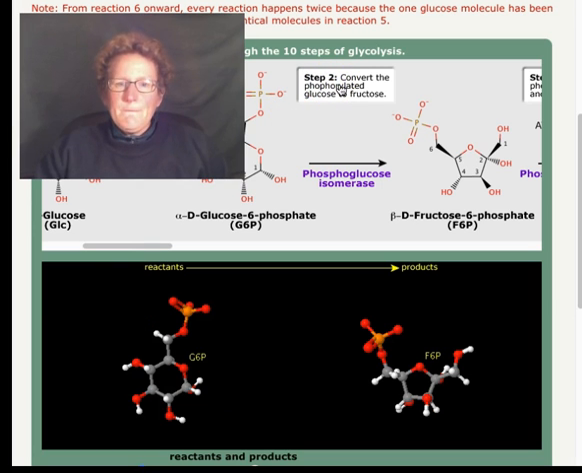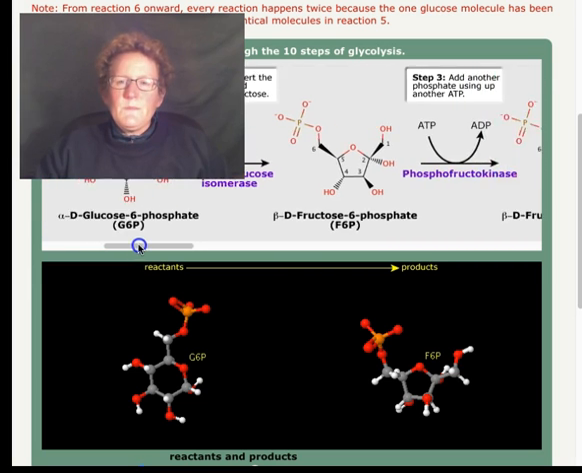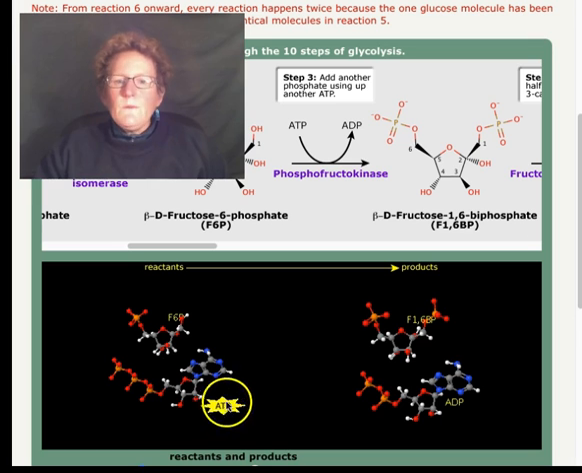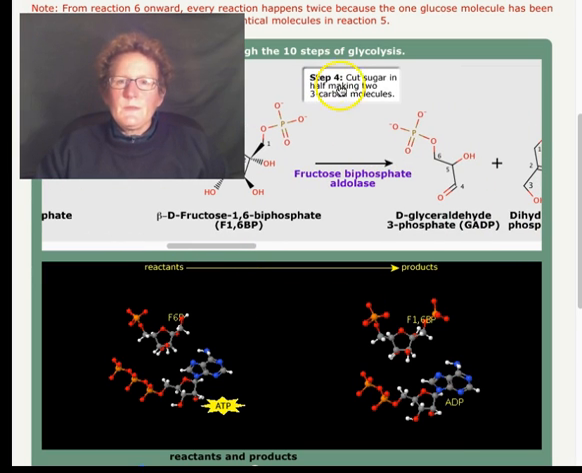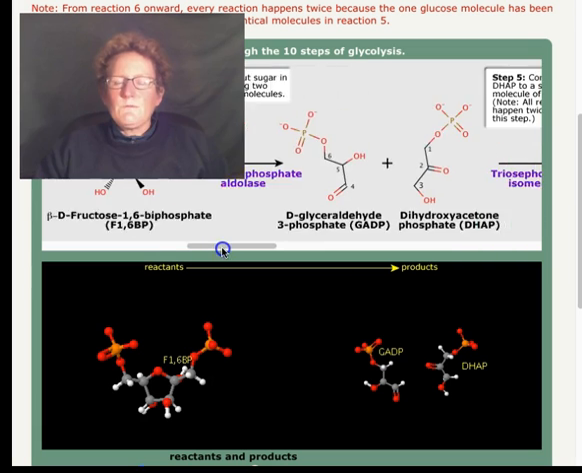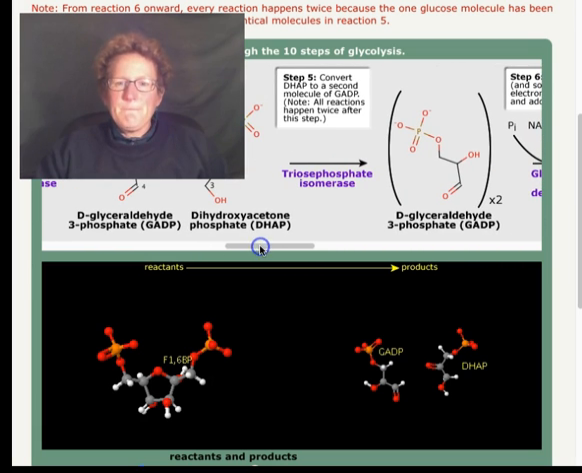Step 2, don't see any high energy molecules there. Nothing's used up or added. Step 3, we use up another ATP. It's here in the reactants, but it's turned into ADP in the products. Step 4, we cut sugar in half. That's a very sort of karate chop step.